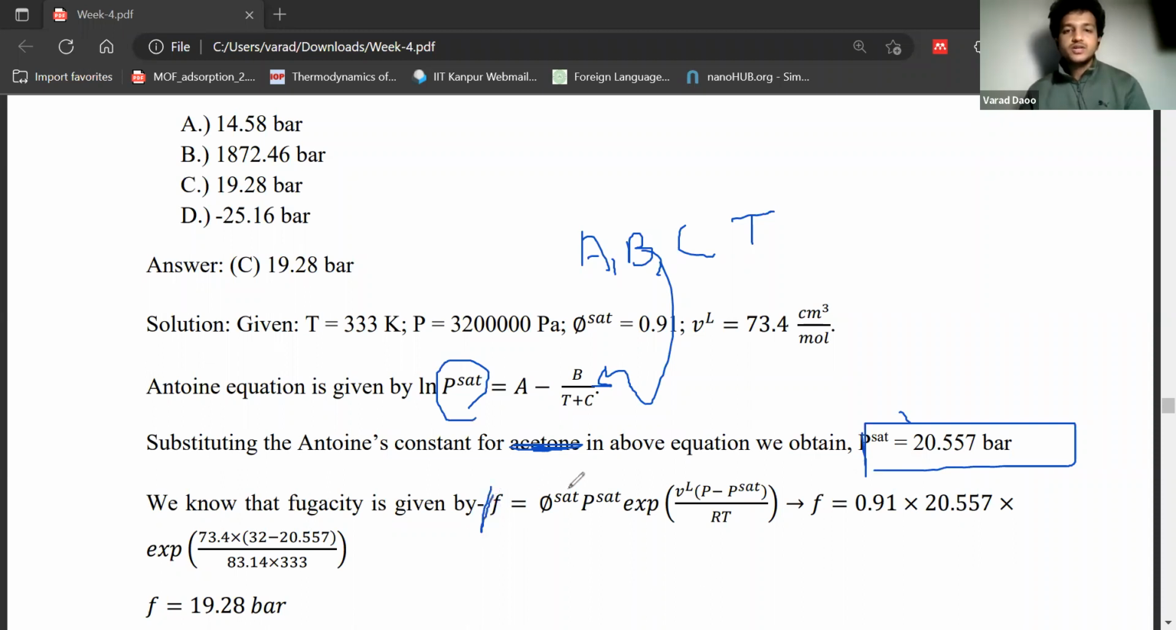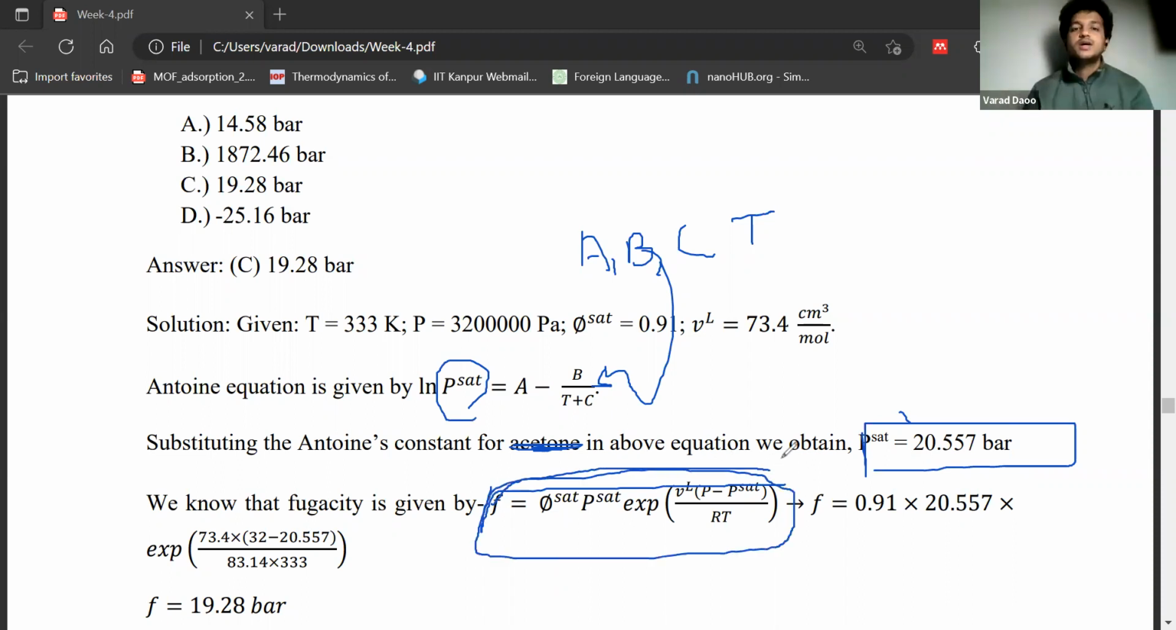And we know that the fugacity is given by the Poynting correction. So this is the expression by which we get fugacity for liquid using the Poynting correction factor. Fugacity is nothing but phi sat multiplied by P sat multiplied by the exponential of VL into P minus P sat divided by RT. We just put in the values. So phi sat has been given, 0.91. P sat we just calculated, 20.577, multiplied by the exponential of VL. VL has been given already, 73.4 centimeter cube per mole.